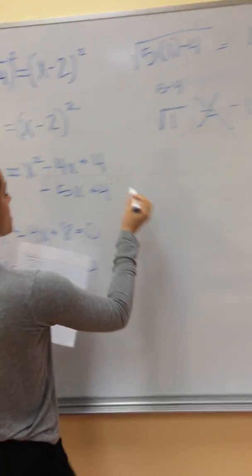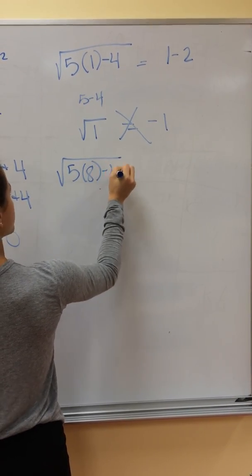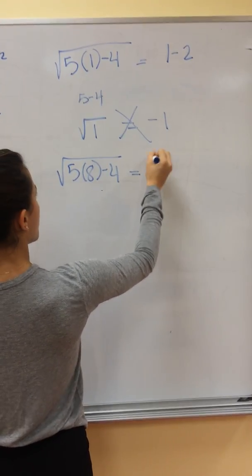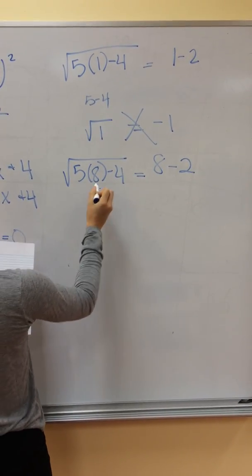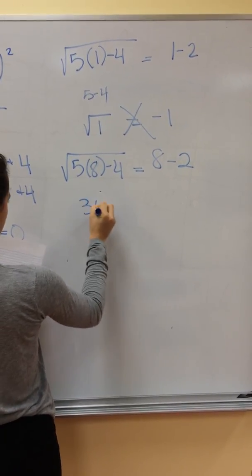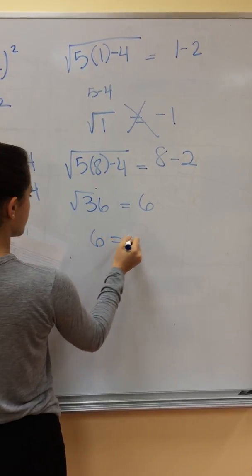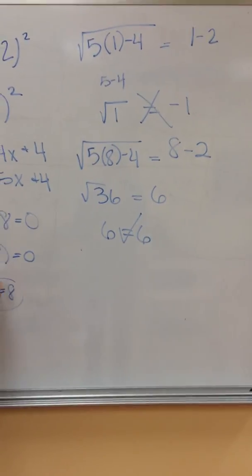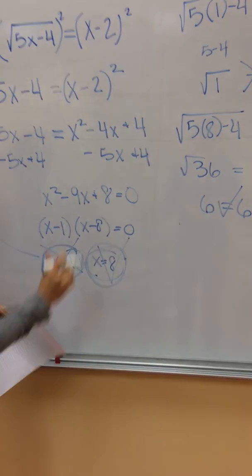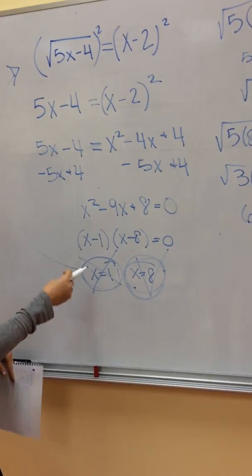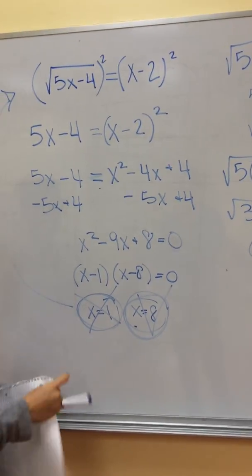Now let's check 8. We do radical 5 times 8 minus 4 equals 8 minus 2. Well, 5 times 8 is 40, and 40 minus 4 is 36. Radical 36 equals 6. We know radical 36 is 6, and 6 equals 6, which is correct. And we know that our 8 does work. X equals 8 works, and therefore you gained a root to solve for the problem, and then you solved for the problem by checking your answers and went back to only using one root.